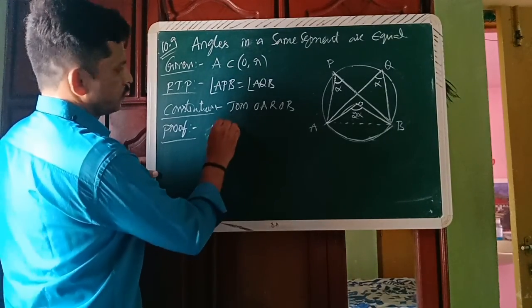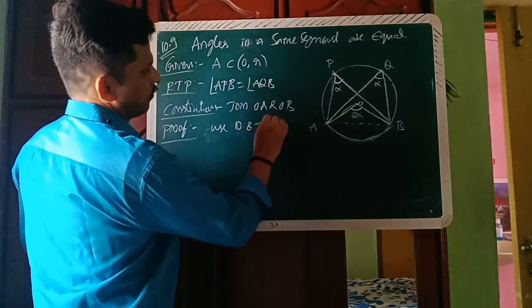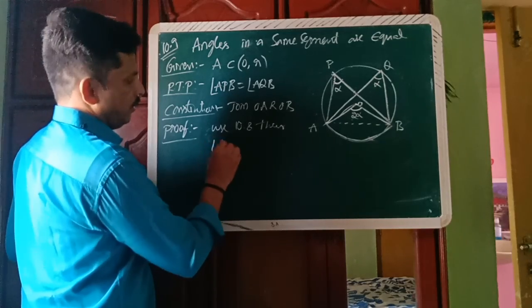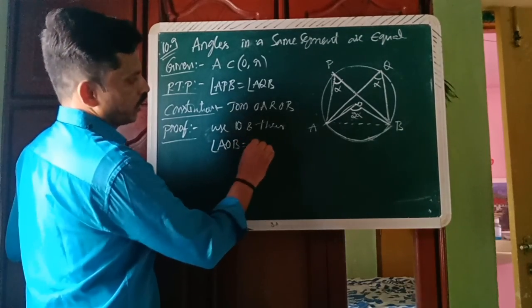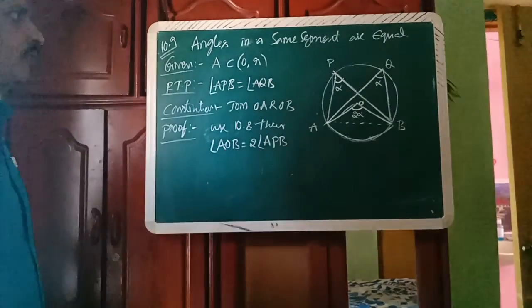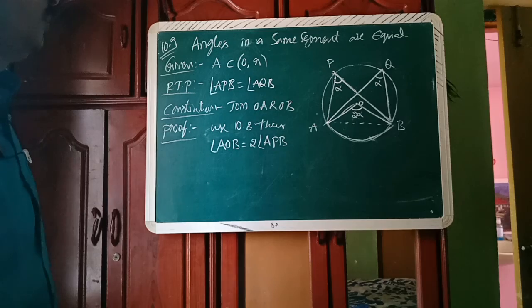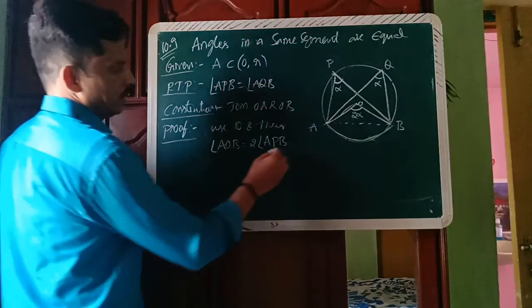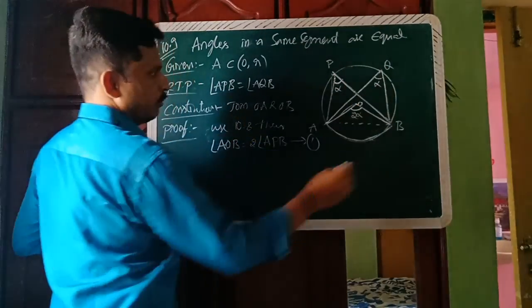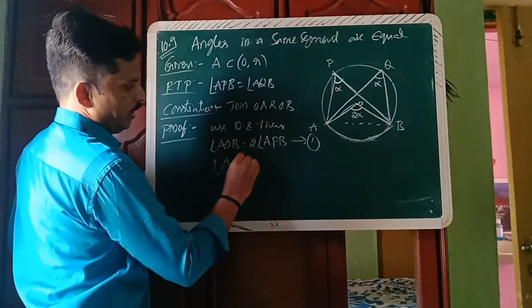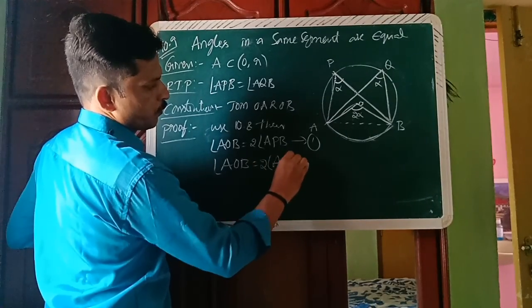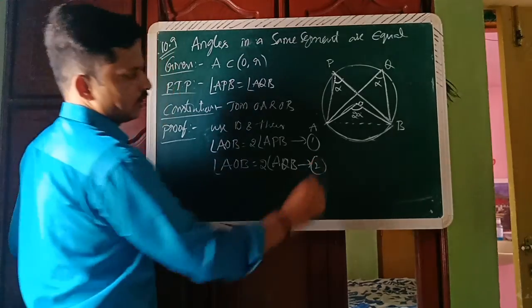So use the 10.8 theorem. Angle AOB is equal to 2 times angle APB. That is equation 1. Taking this part, angle AOB is equal to 2 times angle AQB, which is equation 2.